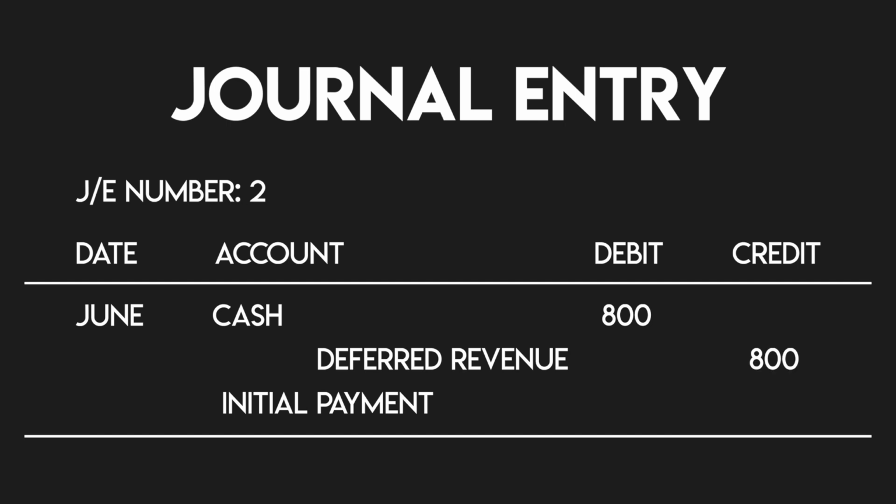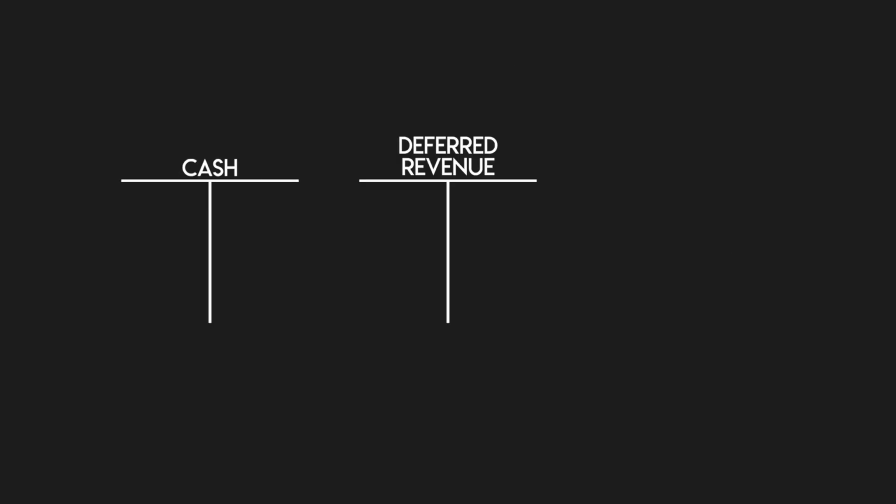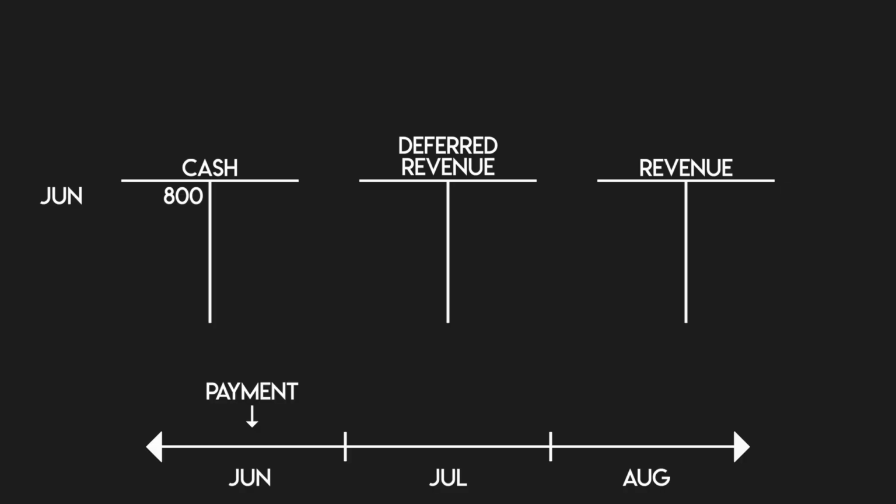Let's see how this journal affects your general ledger. Now you've got three T accounts: cash and deferred revenue in the balance sheet, and revenue, normal revenue, in the income statement. Your cash account has a debit balance of $800 from my initial payment, and your unearned or prepaid revenue account holds a liability of $800. The normal revenue account is empty because we can't recognize any revenue at this point.